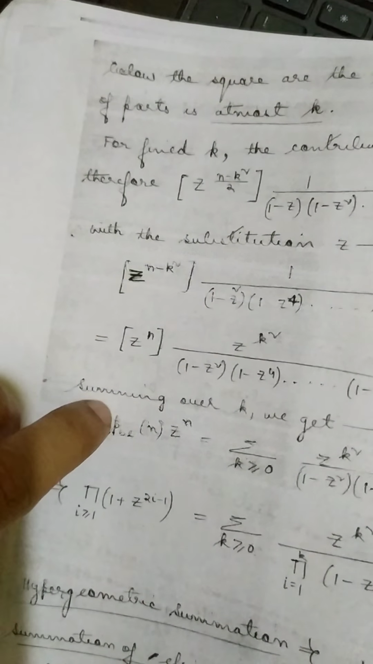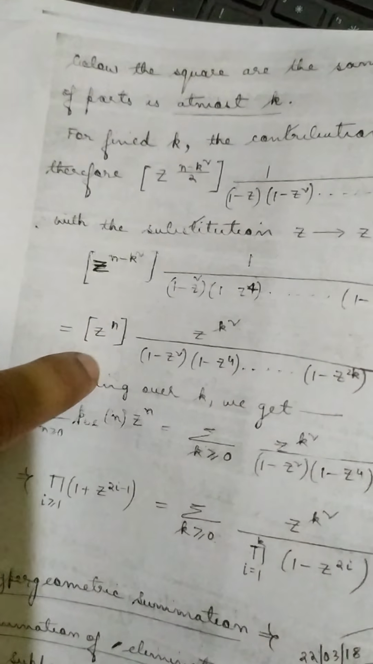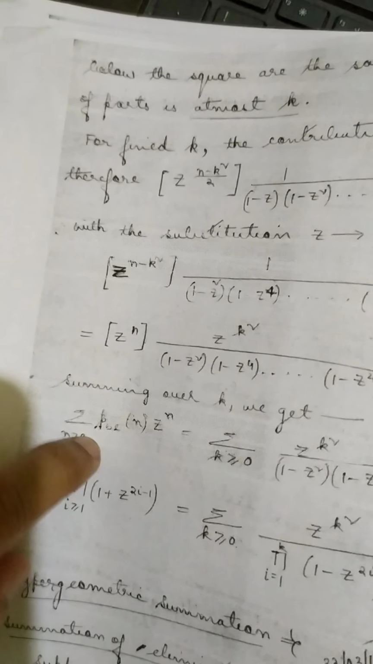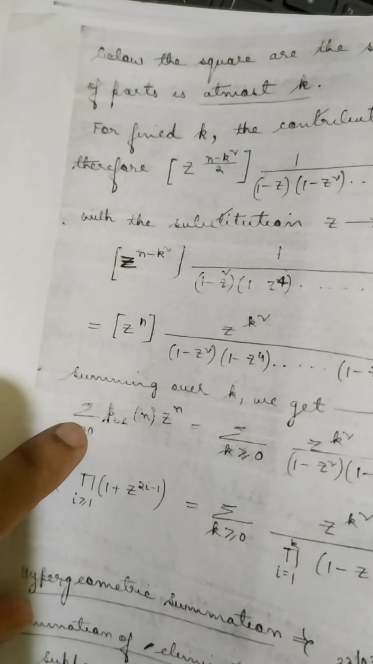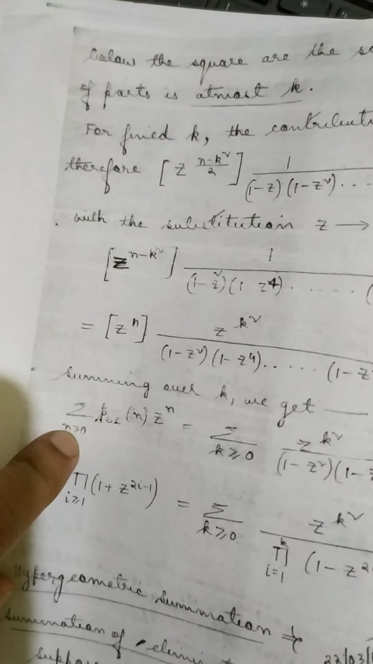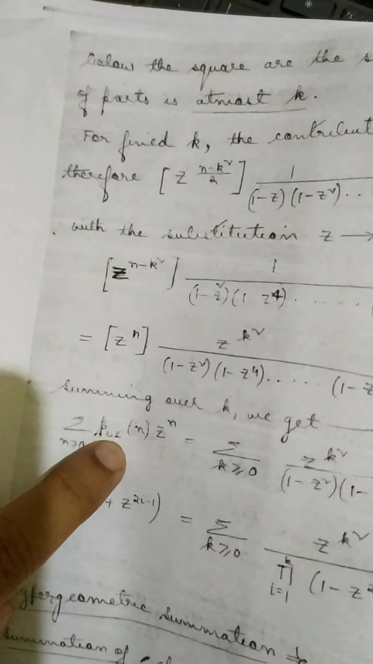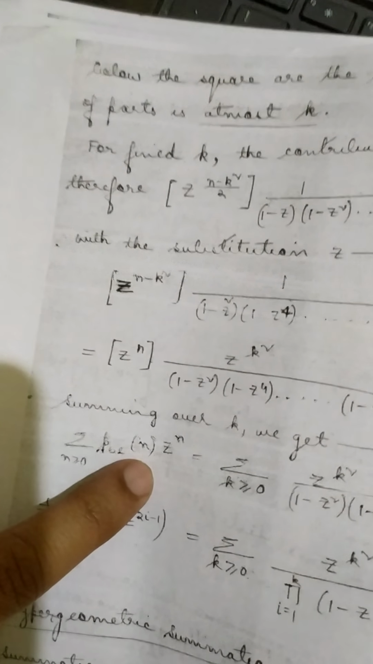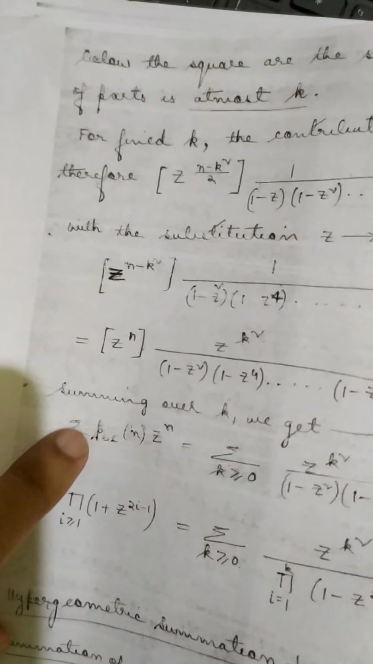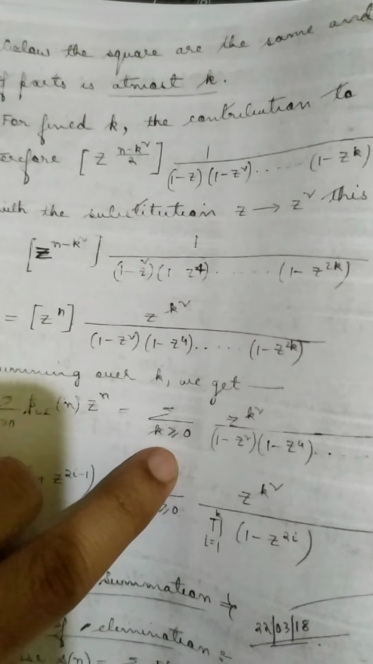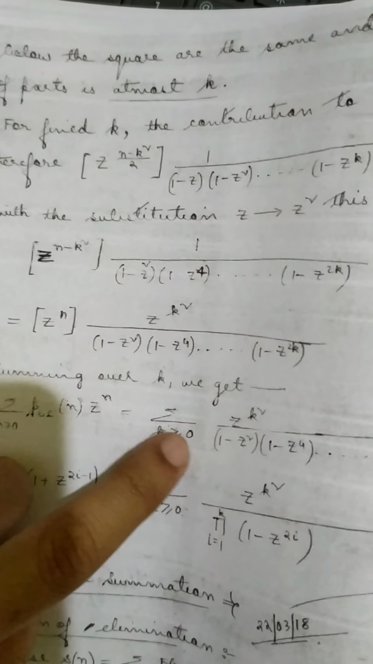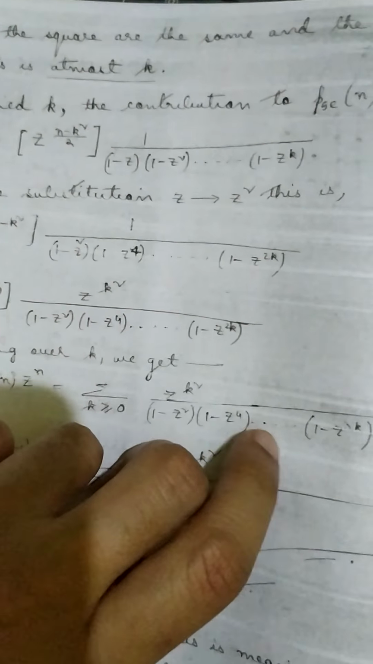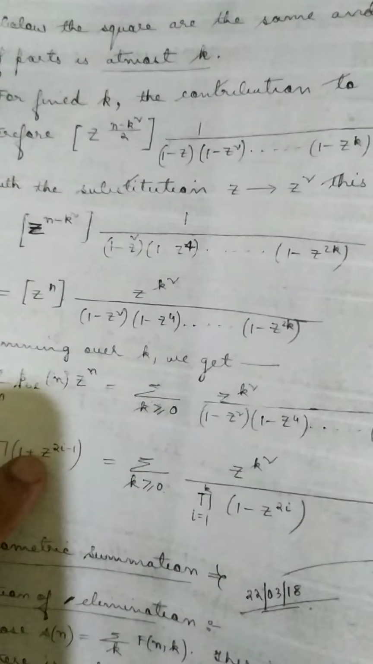So this will give this. If I take the sum, this is nothing but the coefficient of z to the power n in the left hand side. This is the self conjugate partition of n, z to the power n. So the left hand side will represent this part, and the right hand side, for k greater than or equal to 0, is the sum of z to the power k square over (1 minus z square)(1 minus z to the power 4) up to (1 minus z to the power twice k). So this will give the required result.